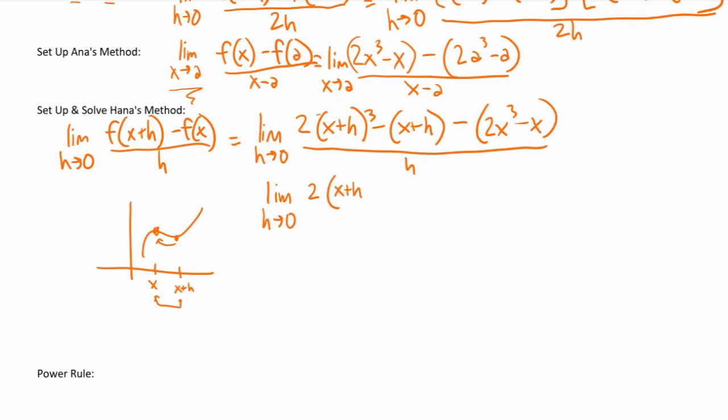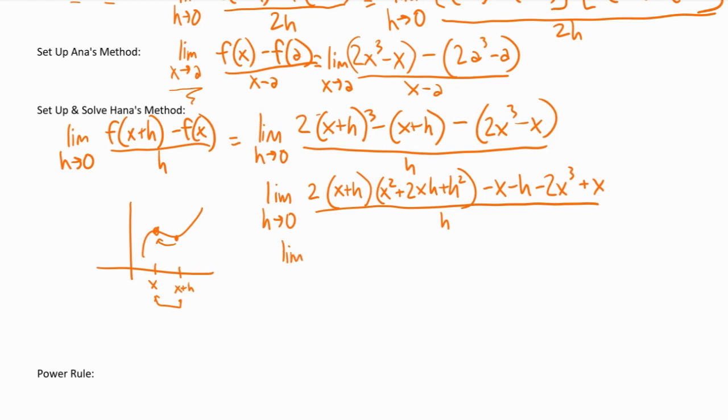That's x plus h. And by the way, if you know your expansions based on Pascal's triangle, you're welcome to do that as well. So minus x minus h minus 2x cubed plus x. And I just want to make sure that I am distributing properly here. Make sure you distribute those negatives.